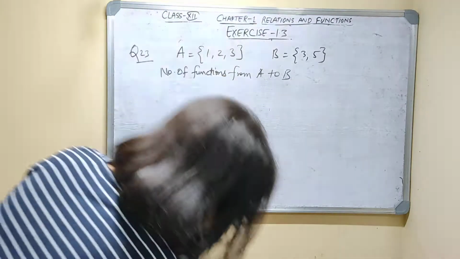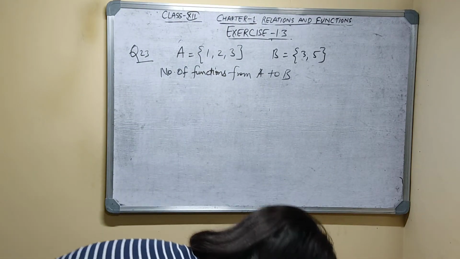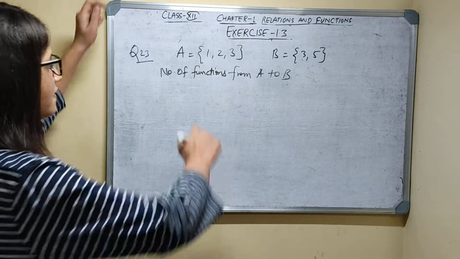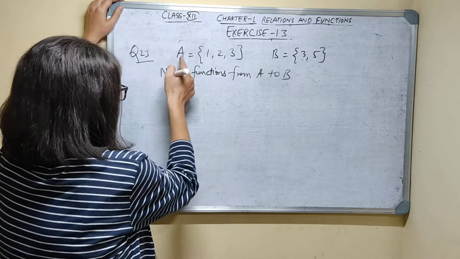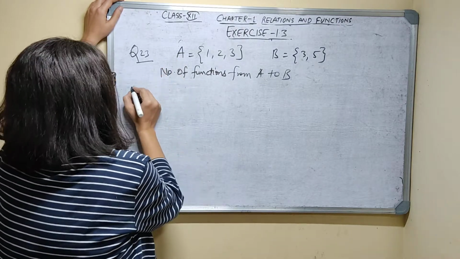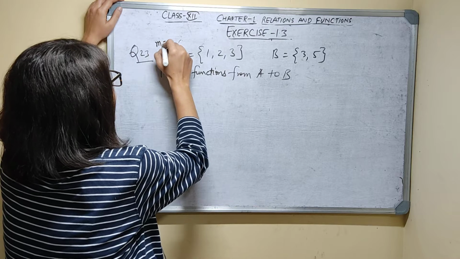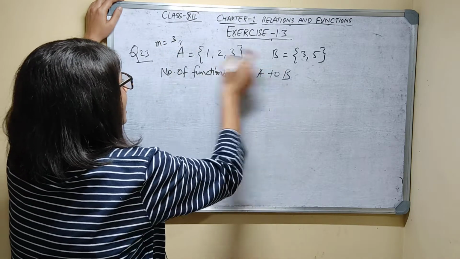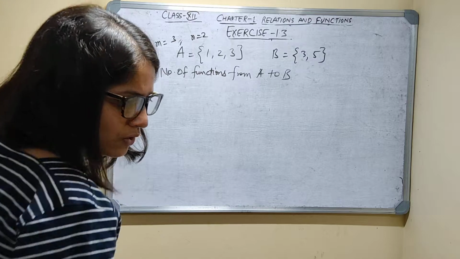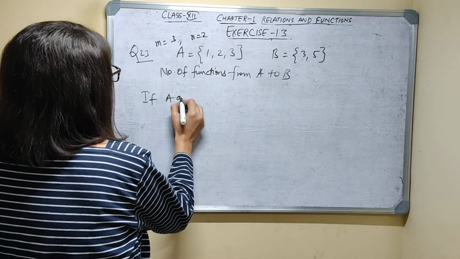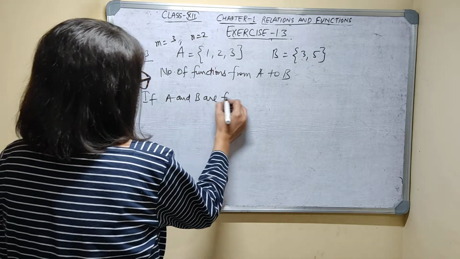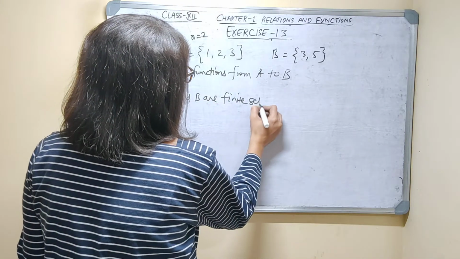So what is the formula for the number of functions from A to B? You can see elements in A is 3. Let's say elements in A is m, and n is the number of elements in B. The formula is given: the number of functions from A to B is n power m, if A and B are finite sets.